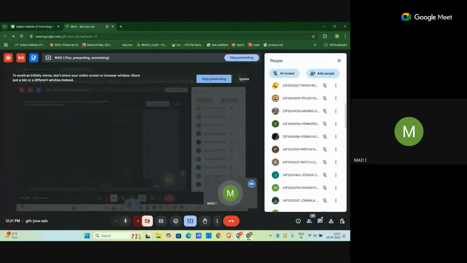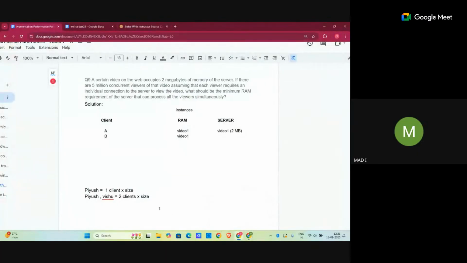Now Jigyasa is also watching that session. So now we have three clients: Piyush, Vishnu, and Jigyasa. All of them are watching the session. So what will be the RAM? Again, one more instance will be created. So it will be equal to 3 clients multiplied by size of the video, right?